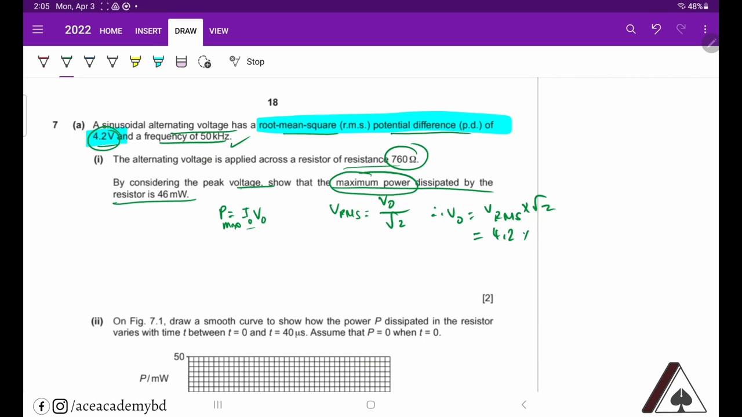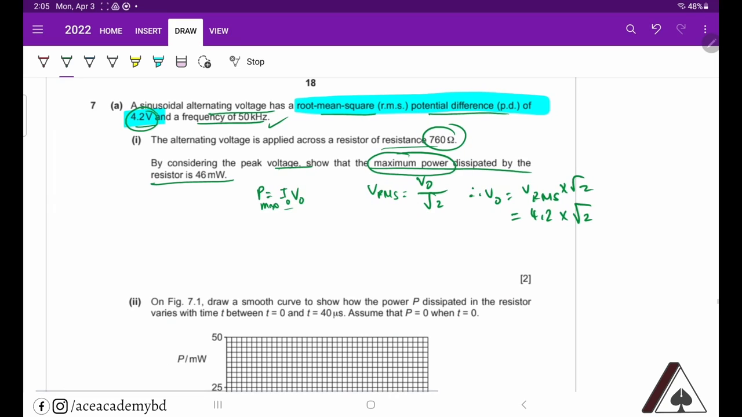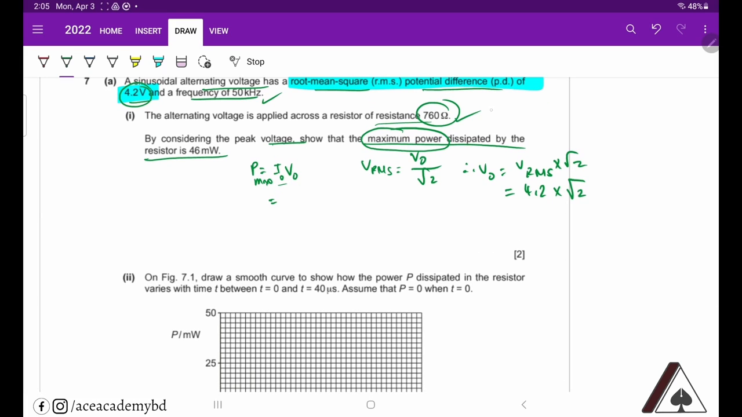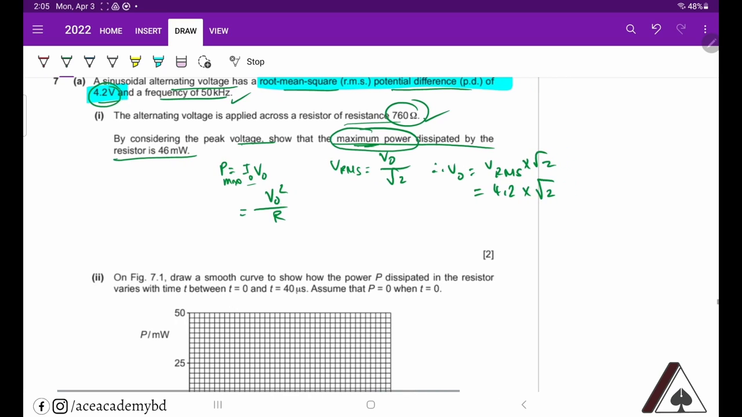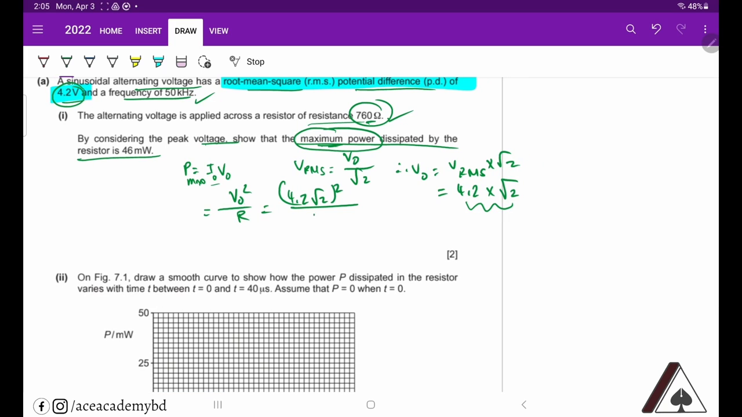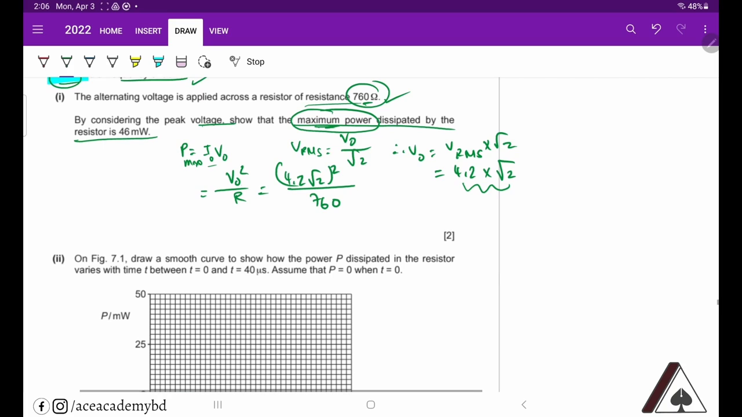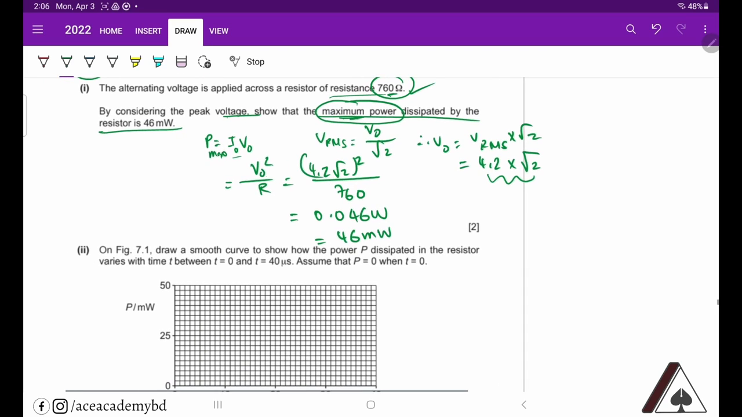Over here, VRMS is 4.2, and we just multiply by root 2. Since we do not have any information about current, we can make use of another equation for power, since resistance is given: V naught squared by R. You must use the maximum value of potential difference here, since they're asking about the maximum power dissipated. We found that the maximum voltage is 4.2 root 2. So we square it, and the resistance is given as 760 ohms. If you press this in your calculator, you get an answer of 0.046 watts, which is basically 46 milliwatts. So it is shown.